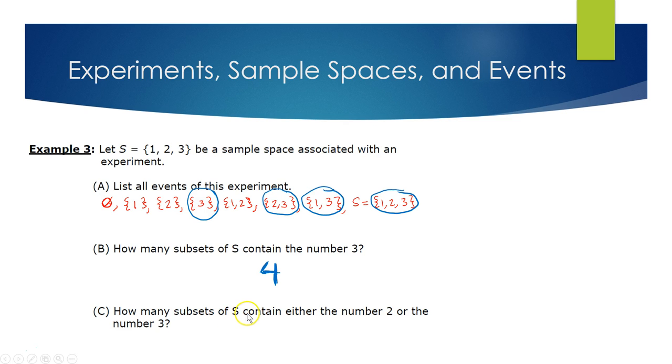How many subsets of S contain either the number 2 or the number 3? Well, we always assume that if we're given an either or, when we talk about probabilities and such, it's always considered to be inclusive, which means you include both of them. So this doesn't say either 2 or 3, but not both. It's saying, okay, either 2 or 3, and both would be considered part of that as well. And as you can see, 6 of them have either the number 2 or the number 3 contained in it.